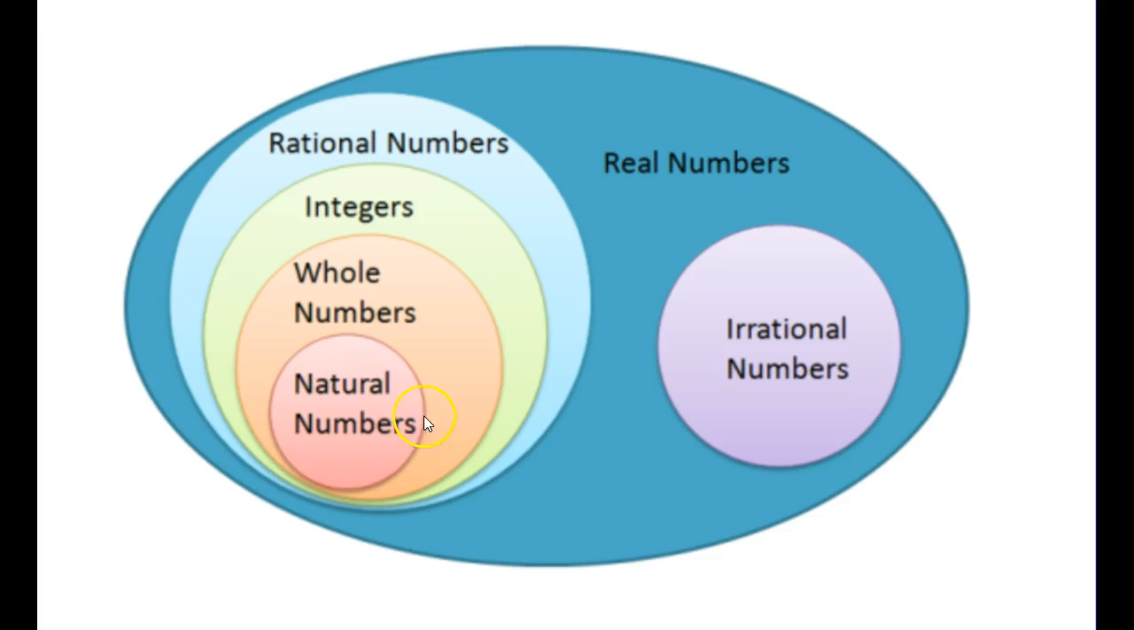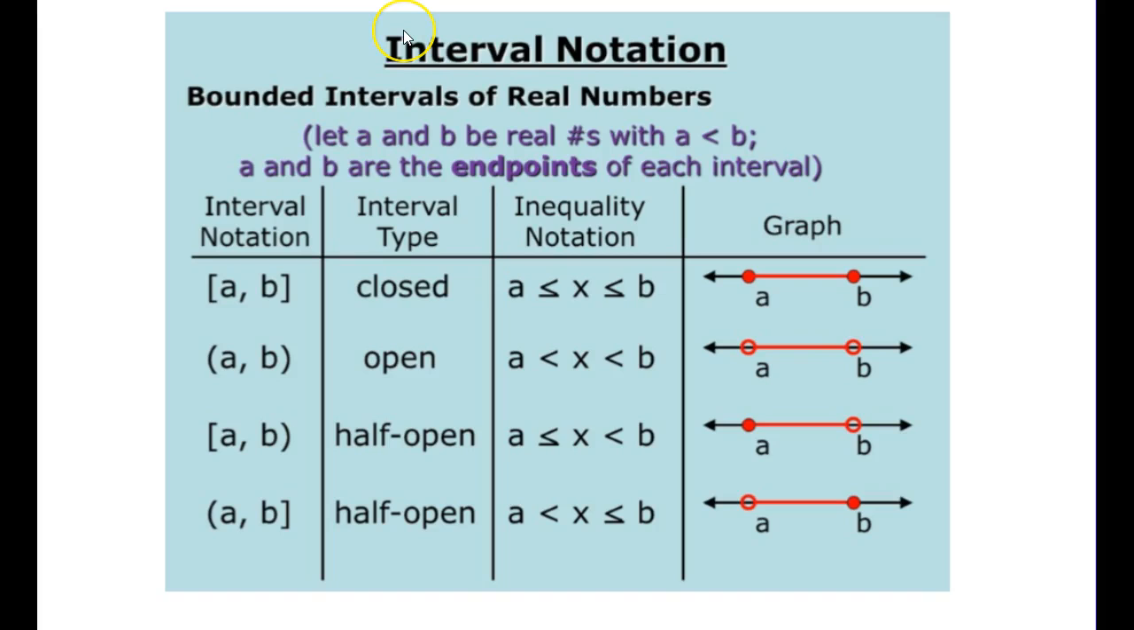And then last, we have the natural numbers, which, very similar to the whole numbers, the only difference is the natural numbers exclude 0. Often you'll hear natural numbers referred to as the counting numbers because we start with 1, 2, 3, 4, go on from there. That's your real number system.